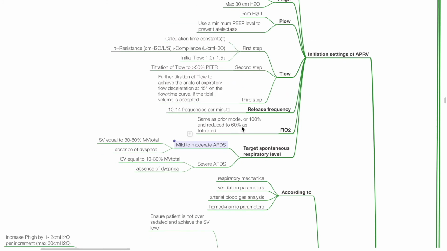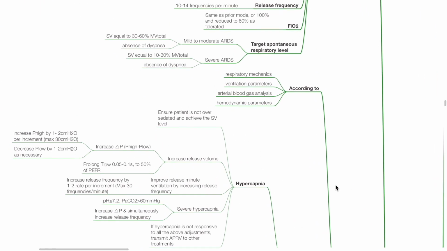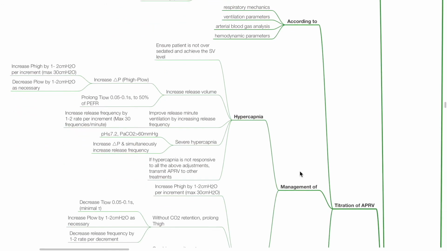Target spontaneous respiratory level. For mild to moderate ARDS, target 30 to 60% of total minute ventilation and the absence of dyspnea. For severe ARDS, target 10 to 30% of total minute ventilation and the absence of dyspnea. Titration of APRV is according to respiratory mechanics, ventilation parameters, arterial blood gas analysis, and hemodynamic parameters.